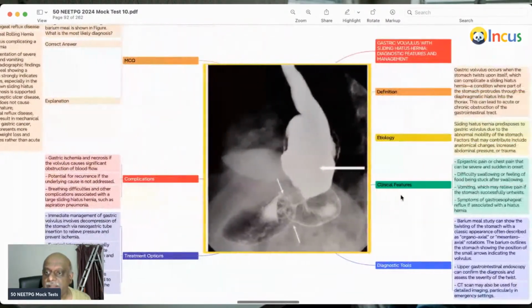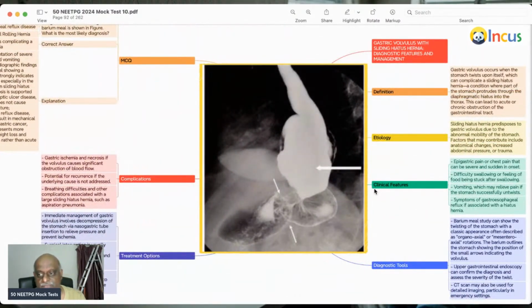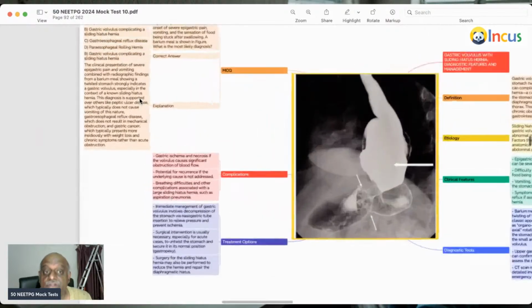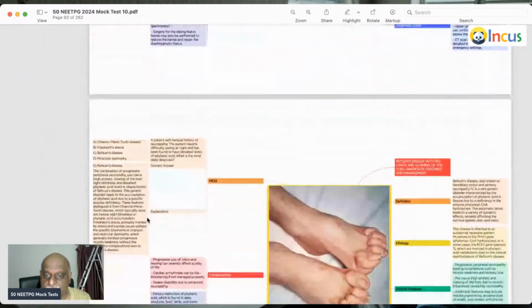And this is the typical appearance, which you can see, organoaxial, mesenterico-axial rotation of a gastric volvulus, where the barium outlines the stomach, showing the portion of the small arrows indicating the volvulus. So this is a classical gastric volvulus, is what you should remember.